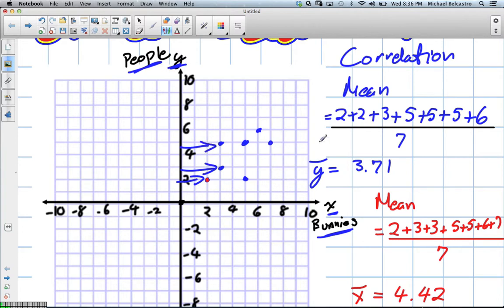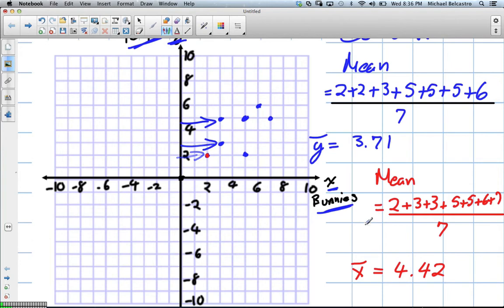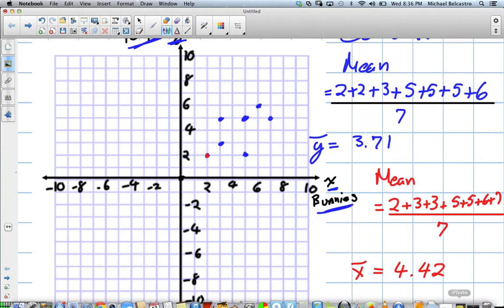Well, in order to find z-scores, we have to find standard deviation. So instead of showing standard deviation on this, because we know it's a really long process, we're going to find that standard deviation, and I'm going to show you how to calculate this. So I'm just going to pause for a sec.